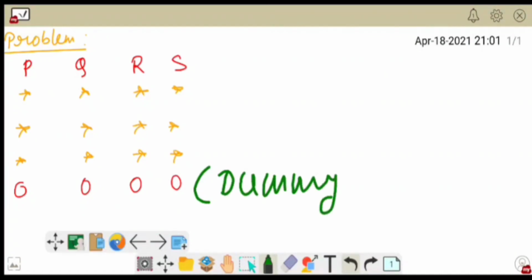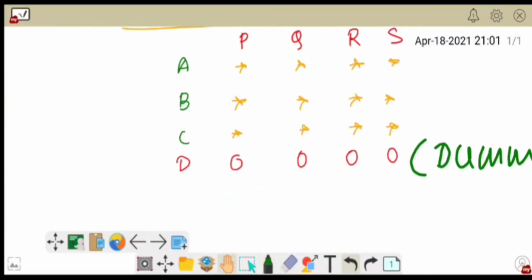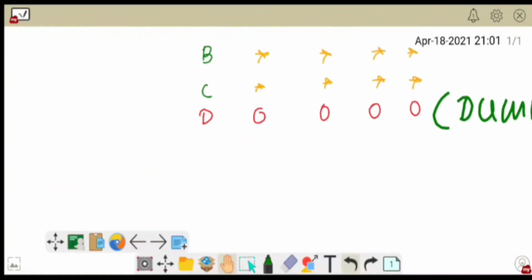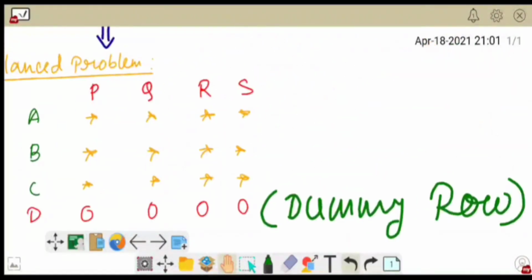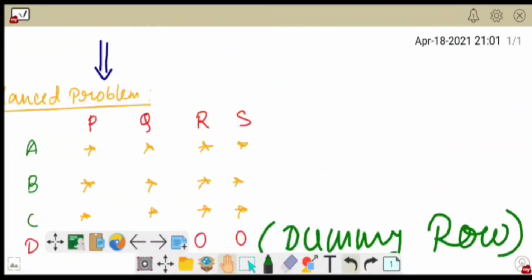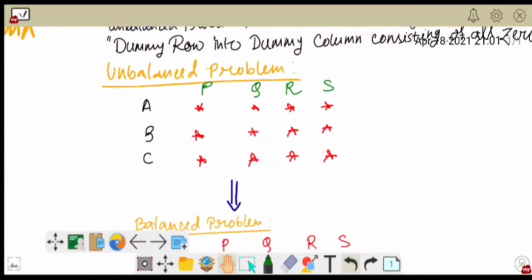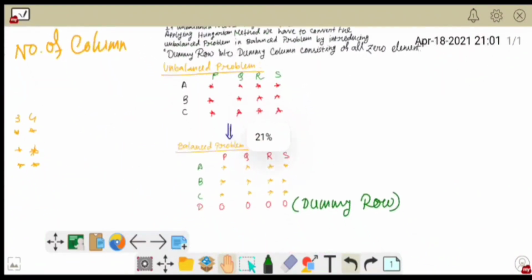Dummy row. Okay. It is the dummy row. So this is just it. There is nothing more to explain. So this is the implementation of note 1.